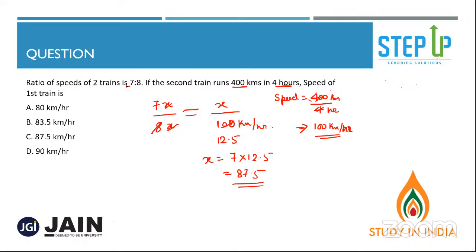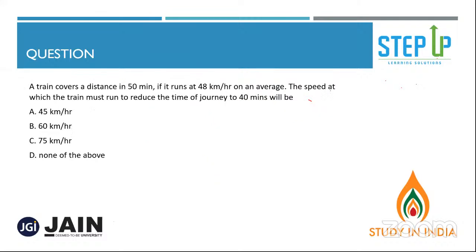Sanjay, the ratio of two speeds is given as 7 and 8. If the second train runs 400 kilometer in 4 hours, this is nothing but the speed of the second train. It means 100 kilometer per hour. So this 8 part is equal to 100 kilometer per hour. 7 parts will be equal to what? If you are taking this x, make it y. In a ratio, I can take any quantity. I hope now it's clear, Sanjay. Yeah, fine.